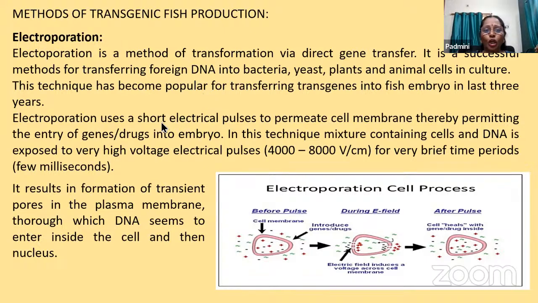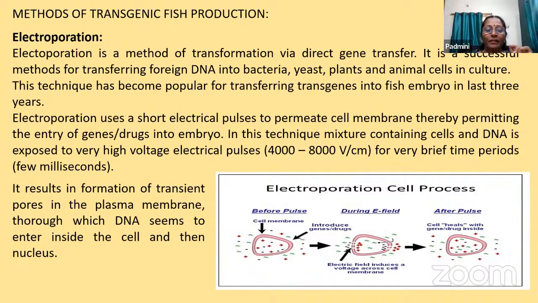This uses a short electrical pulse to permeate the cell membrane, thereby permitting the entry of genes or drugs into the embryo. In this technique, a mixture containing cells and DNA is exposed to very high voltage electrical pulses, that is 4,000 to 8,000 volts per centimeter, for a very brief time, maybe a few milliseconds. You're not going to let it go on for minutes together. If you do that, the cells are going to die. So it's just a millisecond fraction. You're going to just switch it on and switch it off in a very short time.